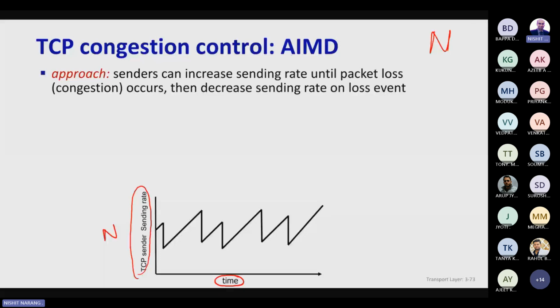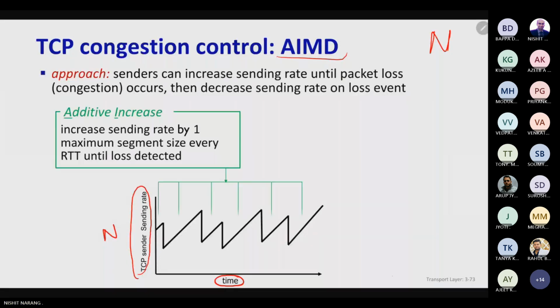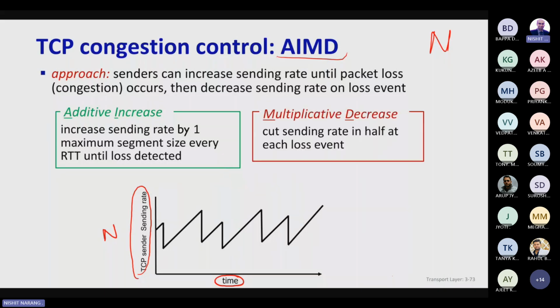How does it do that? AIMD stands for additive increase, multiplicative decrease. As soon as TCP detects a packet loss, it cuts the sending rate by half. So if N was, let's say, 100, it makes it 50. It cuts the sending rate in half as soon as there's a loss. Why half? This is why we call it multiplicative decrease. We've suddenly decreased it by a factor of half.